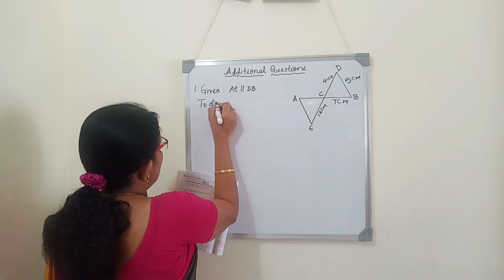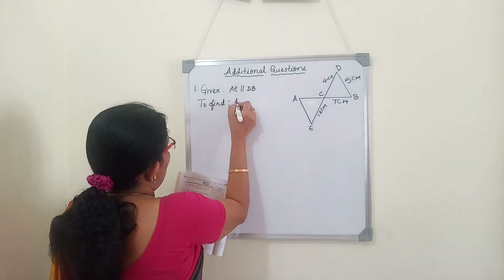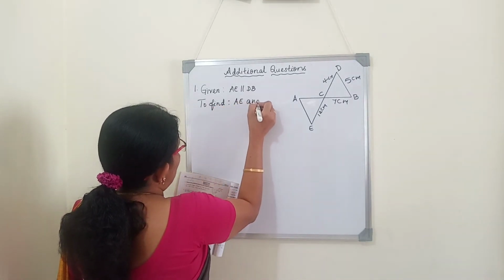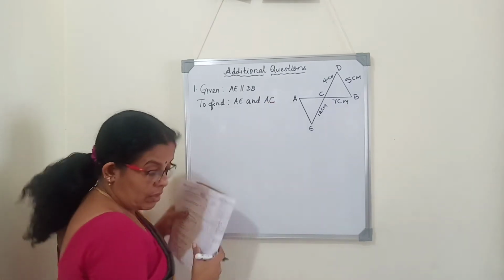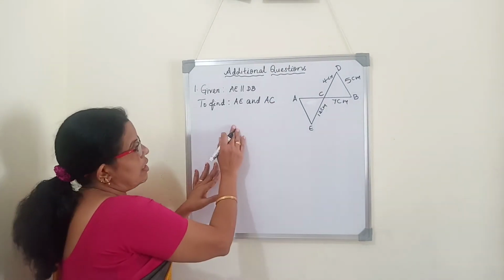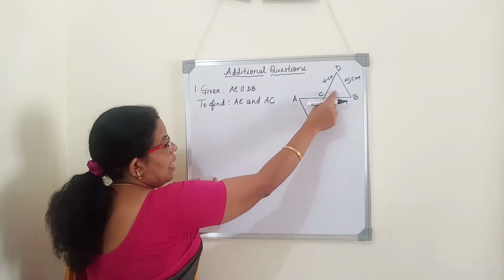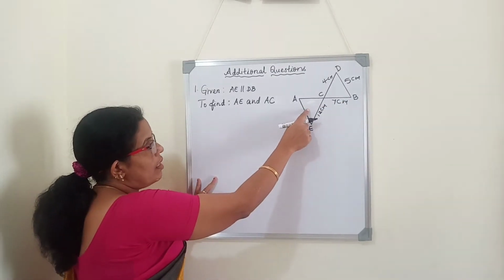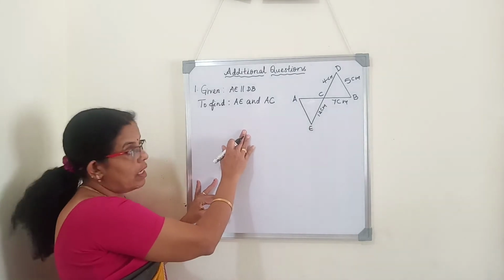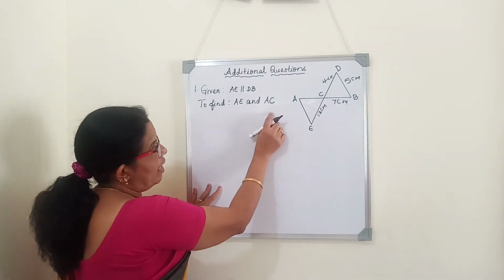To find AE and AC. So whenever we will do such type of questions from AA criteria, first we have to see the triangles and prove that the triangles are similar. Then only we can apply the ratio of the sides and we can find AE and AC.